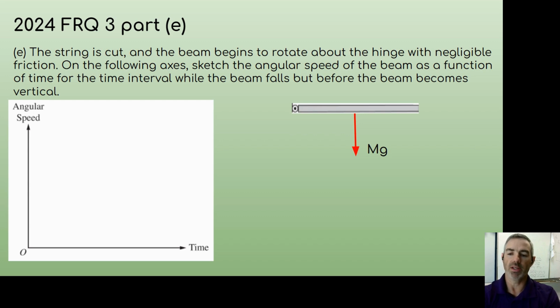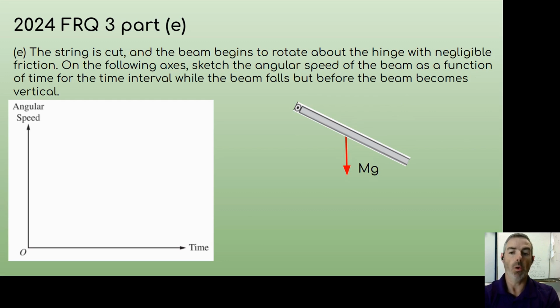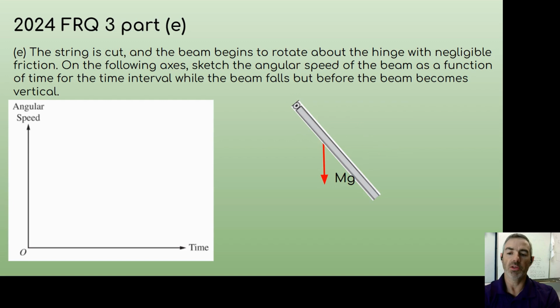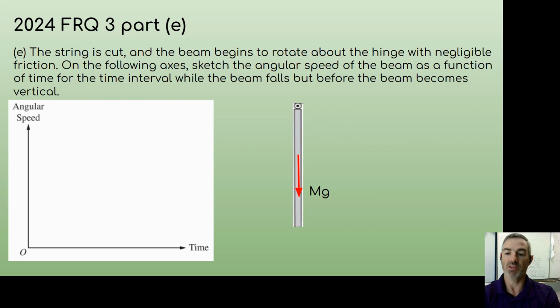Now, as the rod begins to rotate, what happens to the force of gravity? Well, the force of gravity now has an angle. So it's mg times its distance times sine theta, which means the torque has decreased. And as that continues to rotate, the angle is going to get smaller and smaller. So that means the torque is going to get smaller and smaller until the beam becomes vertical. Now, when the beam becomes vertical, the torque is zero. But it wants us to draw the graph before the beam becomes vertical. So this is too far of a rotation, so the torque is zero.